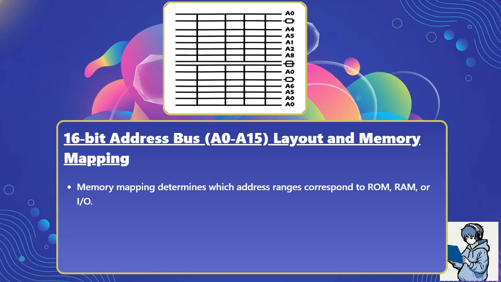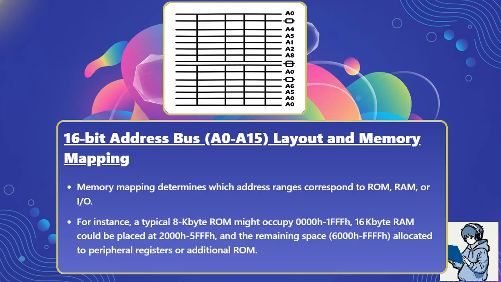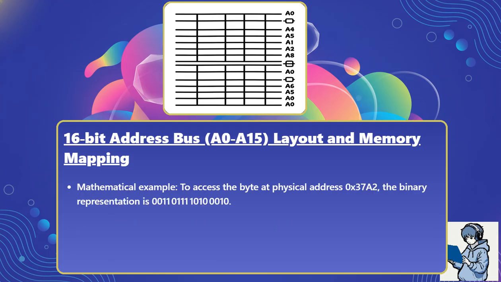Memory mapping determines which address ranges correspond to ROM, RAM, or input-output. For instance, a typical 8 KB ROM might occupy 0000H to 1FFFH. 16 KB RAM could be placed at 2000H to 5FFFH, and the remaining space, 6000H to FFFFH, allocated to peripheral registers or additional ROM. Mathematical example: to access the byte at address 0x37A2, the binary representation is 0011 0111 1010 0010.